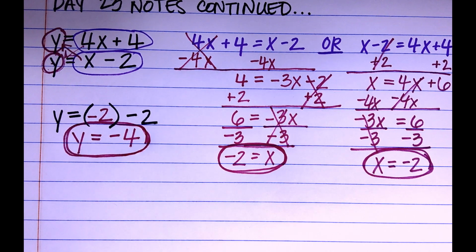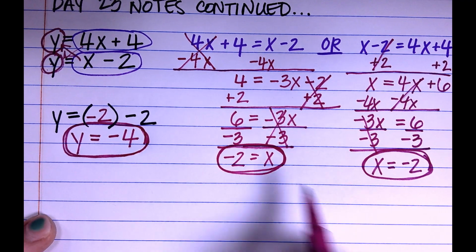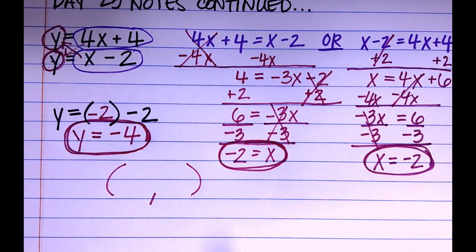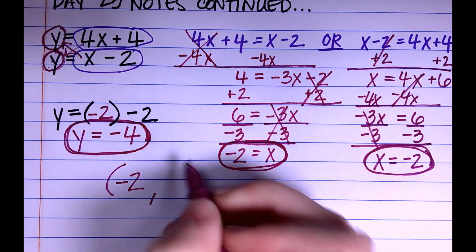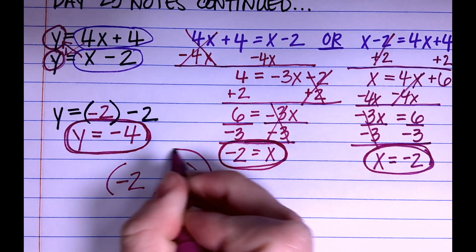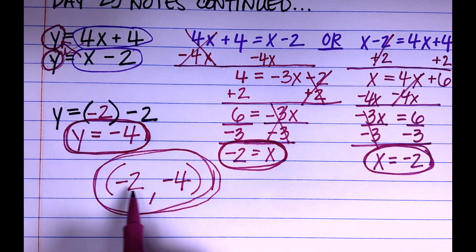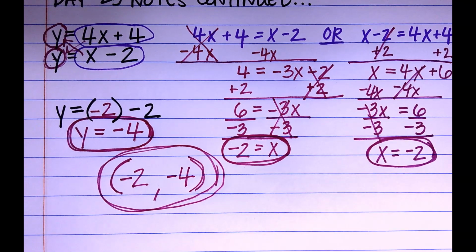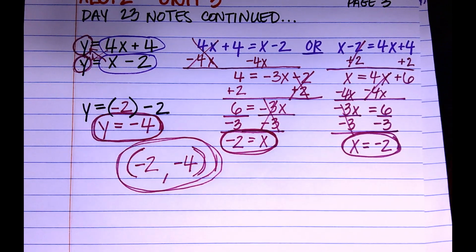If you wanted to write these as one single answer, we would write this as a coordinate with an x value and a y value. So my x is negative 2, that goes first. My y is negative 4, that goes second. And if we graphed these equations, we would see that this should be the point where they intersect. So that's 3 examples now.